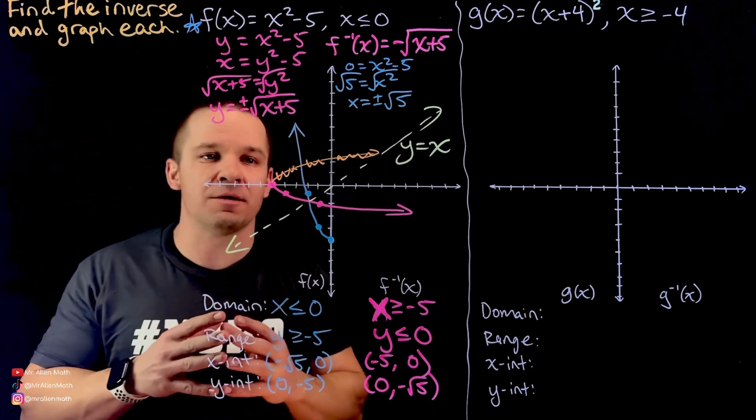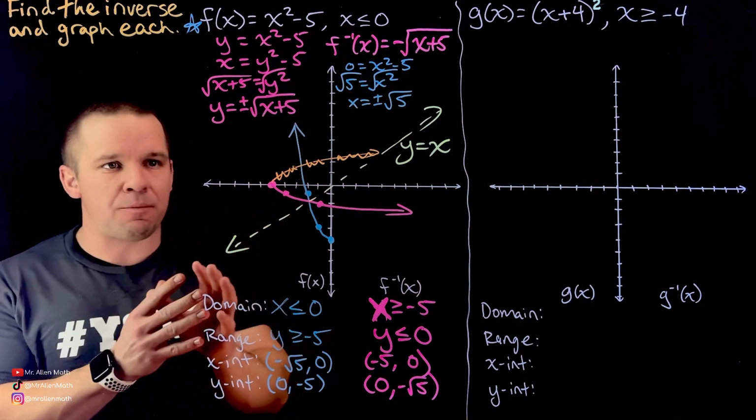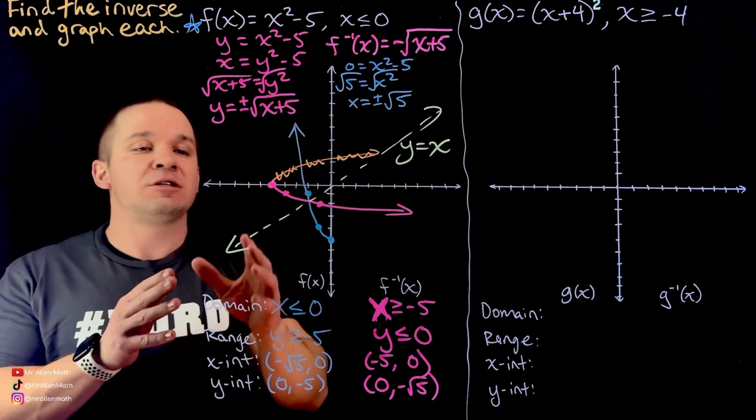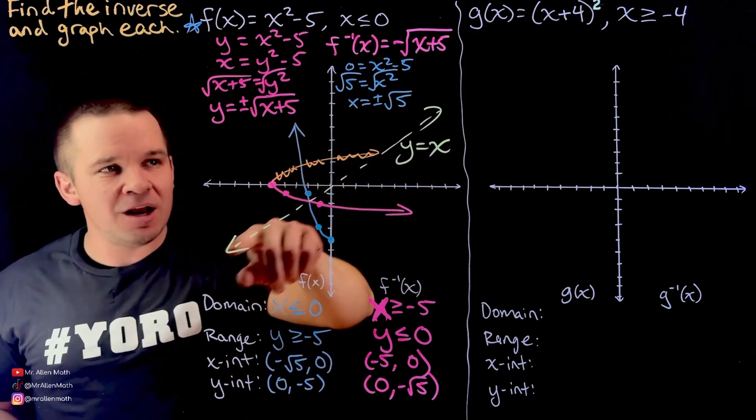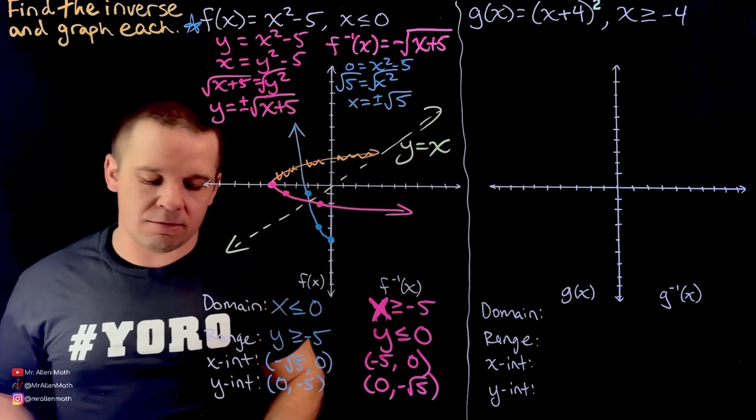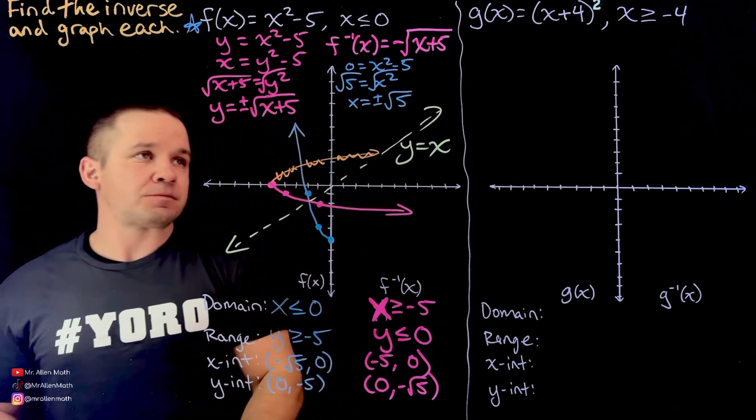So that's where also it comes in really handy to scale these things out properly if you're not given graph paper, to make sure that stuff looks right. Because if it's all jacked up on the scaling, then it might not look like it reflects when it should. Okay, let's come on over here with this one.